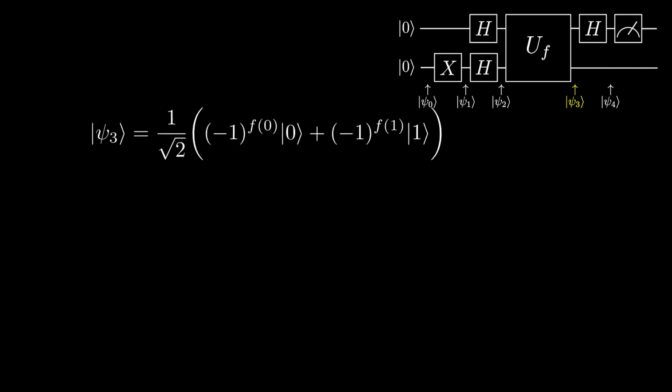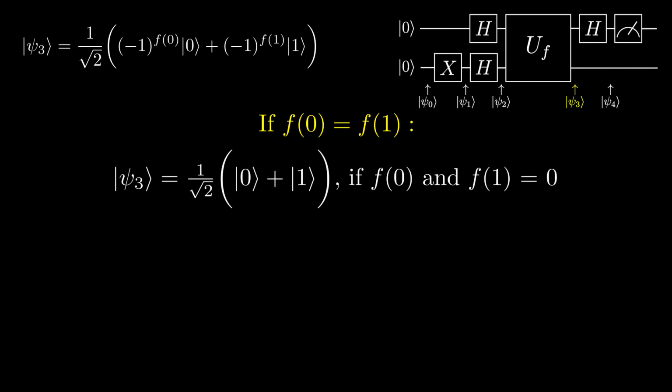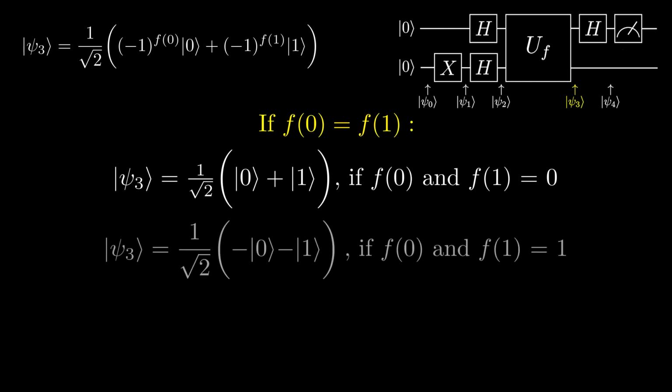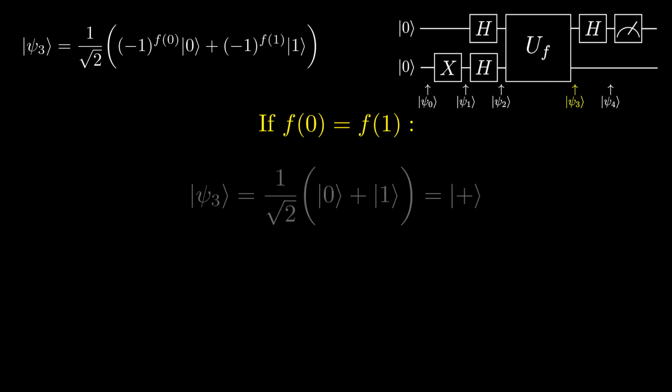If f(0) equals f(1), then the state becomes 1 over root 2, (|0> + |1>), if f(0) and f(1) equal 0, or 1 over root 2, (-|0> - |1>), if f(0) and f(1) equal 1. With this, we can factor out a global phase of -1, leaving us with 1 over root 2, (|0> + |1>). Therefore, if f(0) equals f(1), the state becomes 1 over root 2, (|0> + |1>), or the plus state.